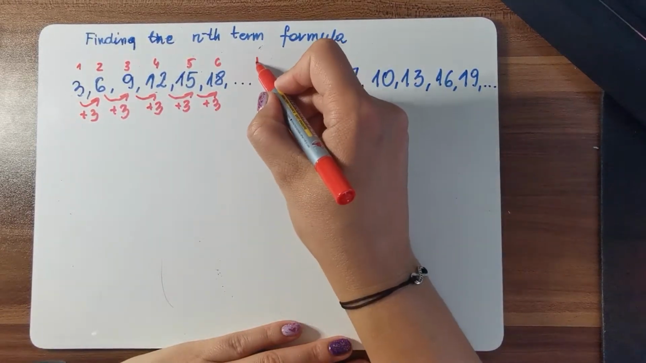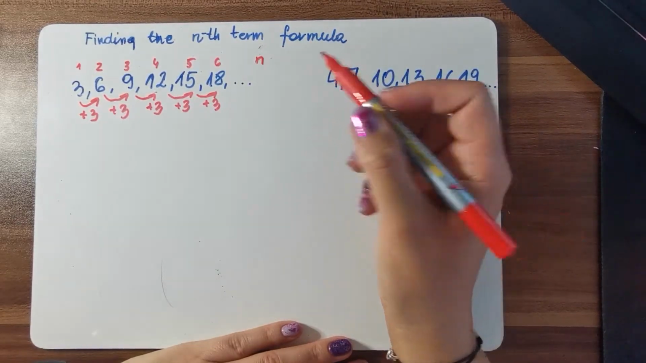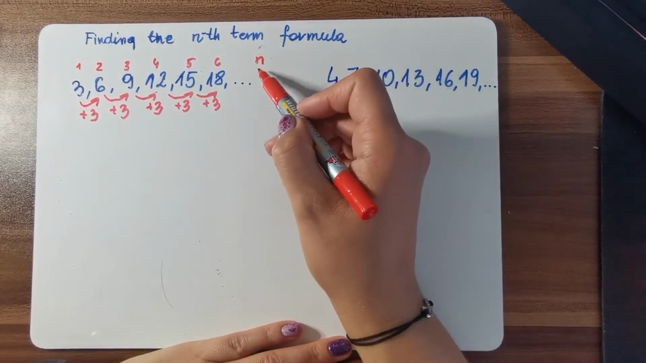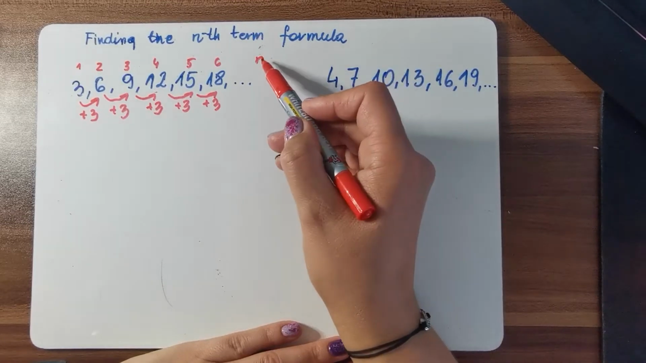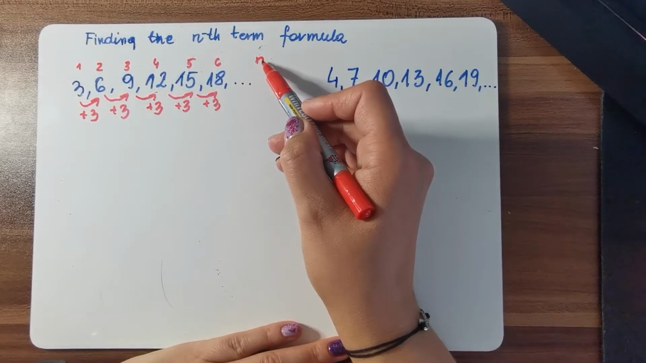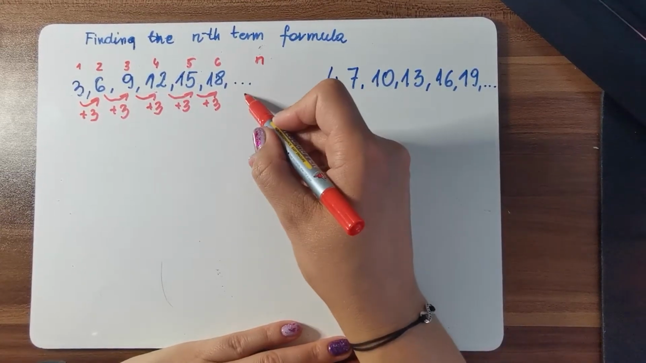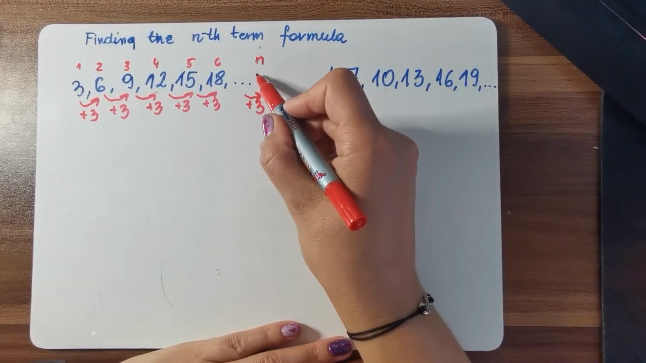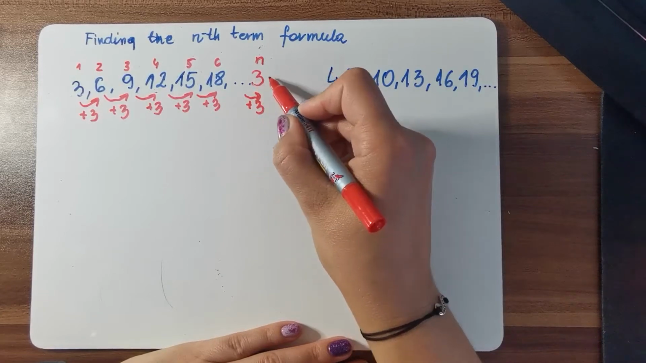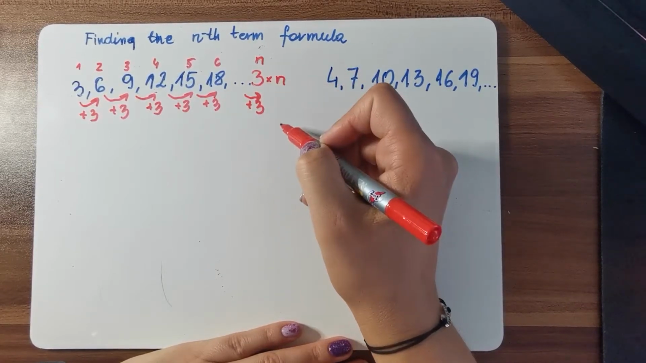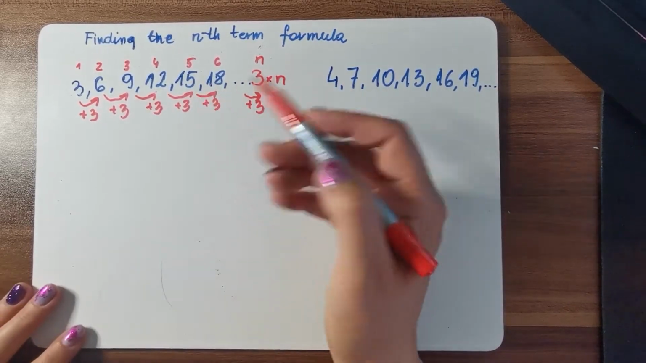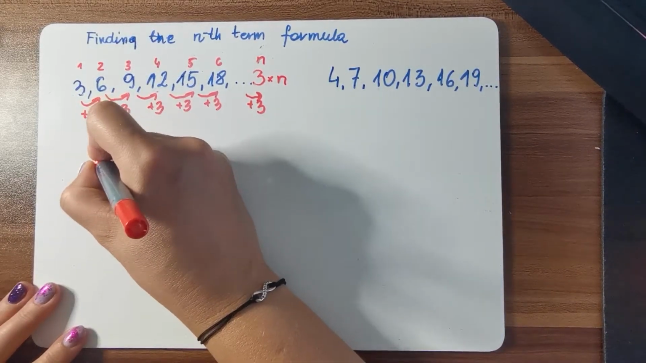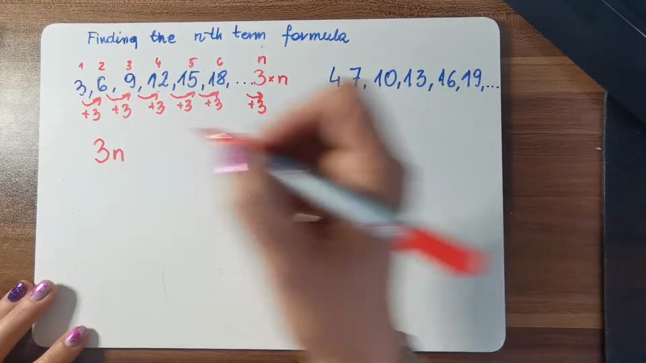So if I would like to find the nth term, I will have to multiply the position by the common difference, so plus 3. So I will get 3 times n. So the nth term formula for this sequence will be 3n.